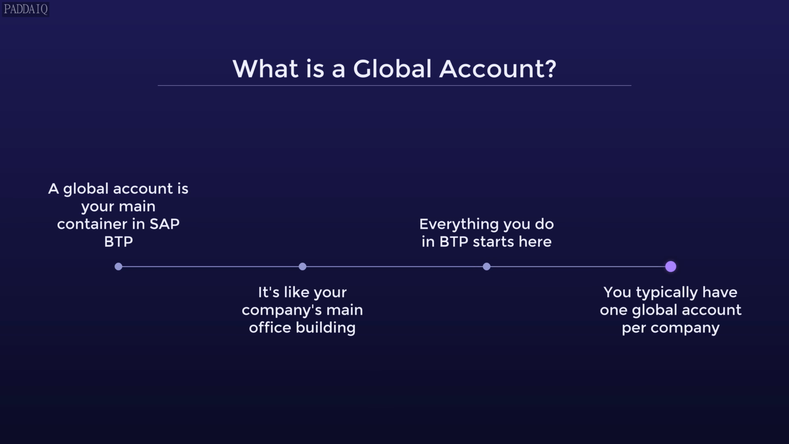You typically have one global account per company. This means your entire organization uses a single account to manage all its SAP BTP resources and subscriptions centrally. For instance, a corporation like Contoso would have one global account for all its departments worldwide. This structure simplifies administration and provides a unified view of your cloud landscape.